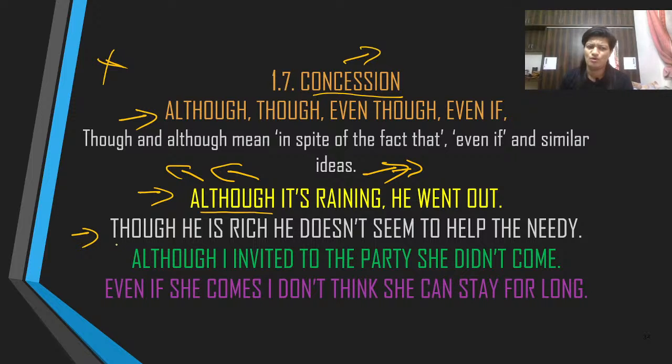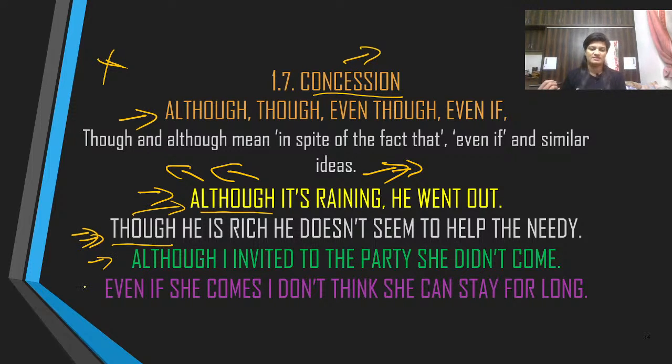Though and although are pretty much the same, you can use them interchangeably. He is rich, he doesn't seem to help the needy, meaning he has money and he should actually be helping the poor. But what is happening? It is the contrast of what is actually supposed to happen.